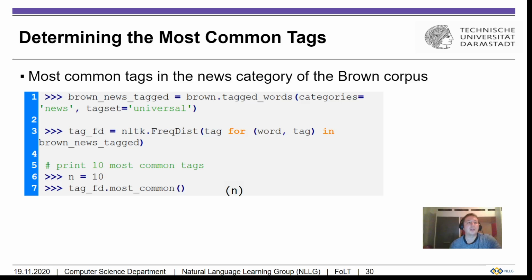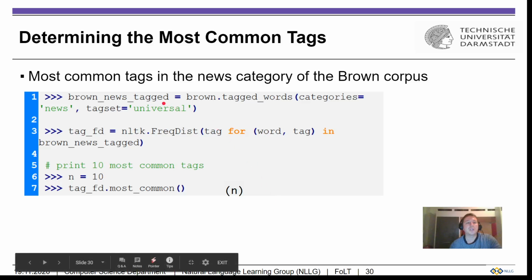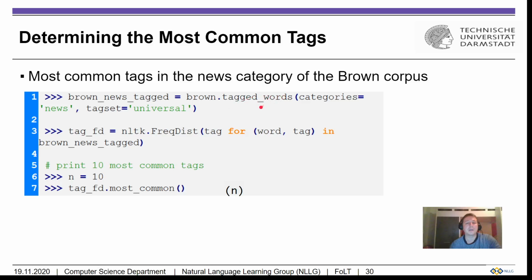If we want to determine the most common tags in a language, we go to the corpus. Let's say we use the corpus. We get our tuples of words and tags. So in the corpus, we go in this corpus.